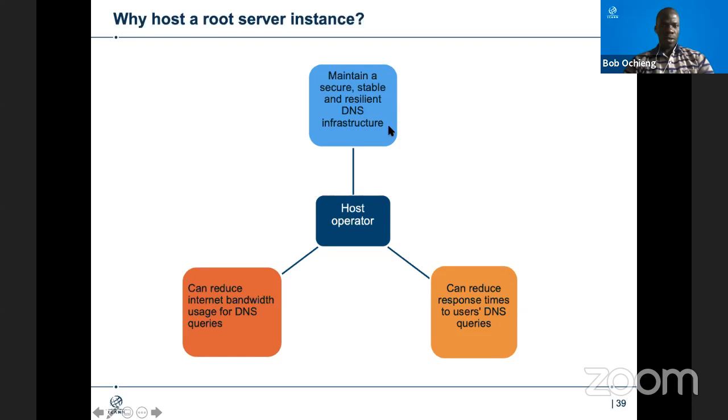So first of all, one of the key reasons why you might want to have a root server instance either in your network or in your country, depending on where you sit, if you're a policymaker, or if you run a network, is for a couple of reasons. One is to ensure that you have a secure and more stable and resilient DNS infrastructure very close to you.